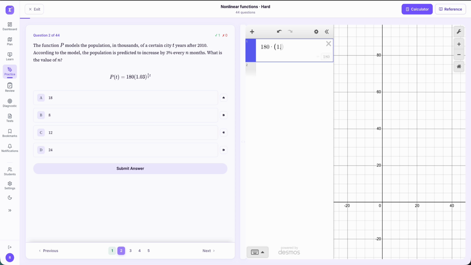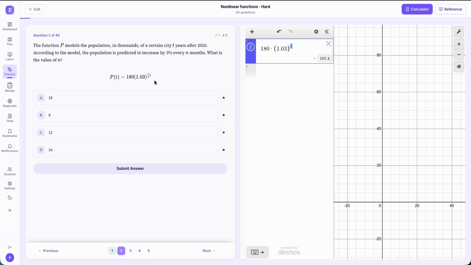So 180 is the initial. We know this would increase it by 3%. If you want to increase something by any increase or decrease, you want the exponent to be 1. That's the whole trick to this problem. That's how you solve this. Because if you had a 2 here, it would do a 3% increase twice. So to increase it by 3%, it would just be this calculation.